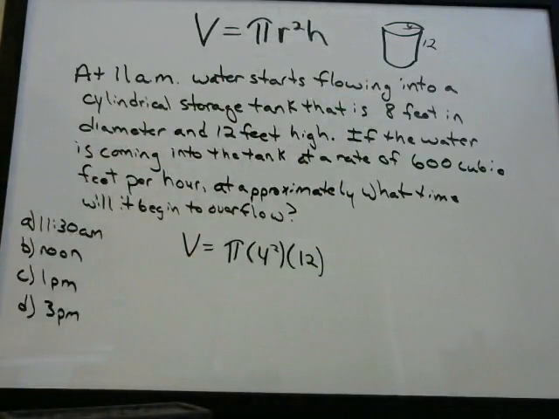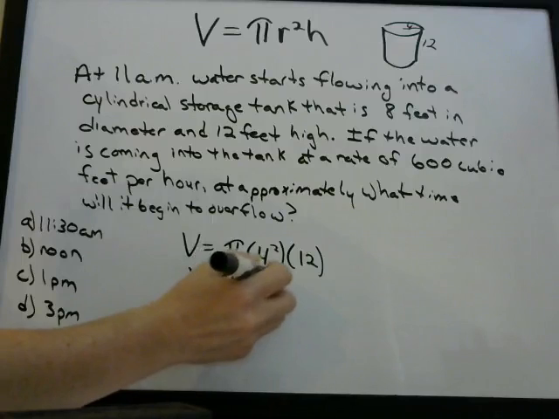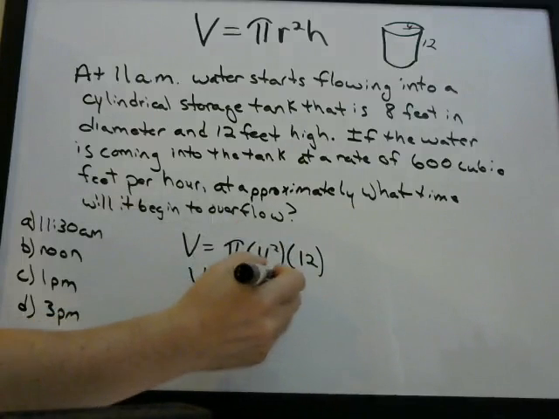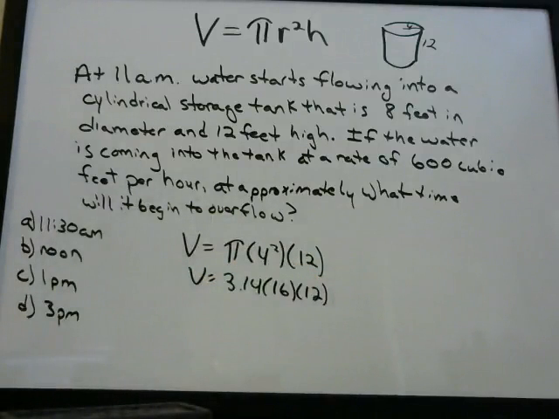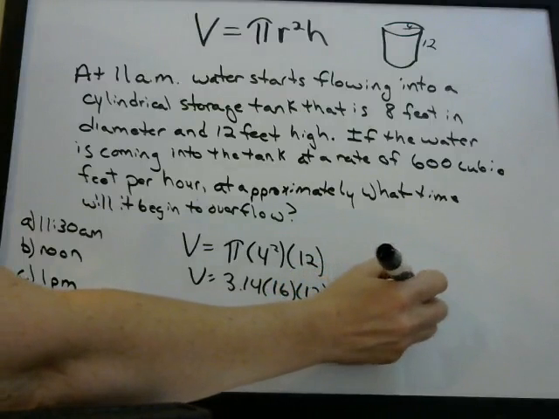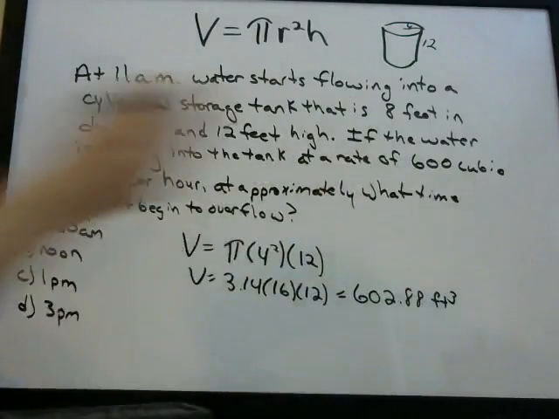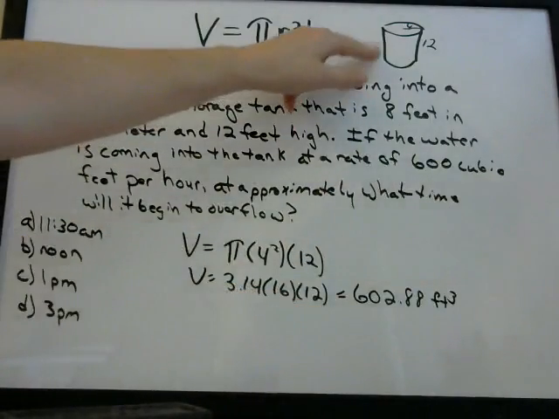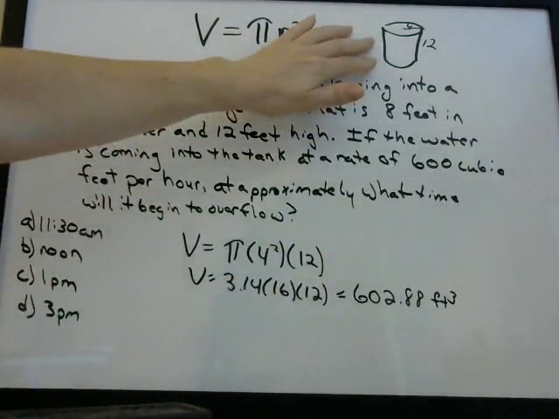So pi times 4 squared times 12. That is 3.14. What's 4 squared? 4 times 4, 16, times 12. So if you put that in your calculator, 3.14 times 16 times 12, you're going to get 602.88, and remember the units are cubic feet. So that's the volume of this storage tank. That's how much it can hold.